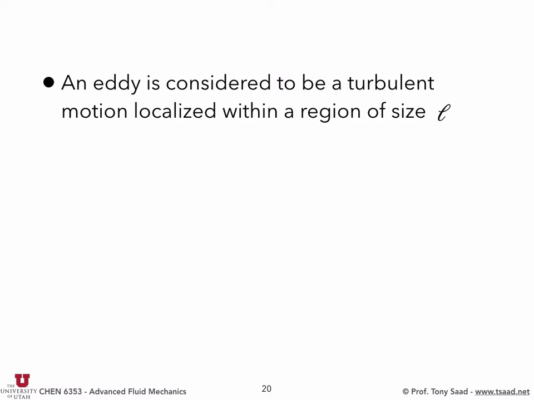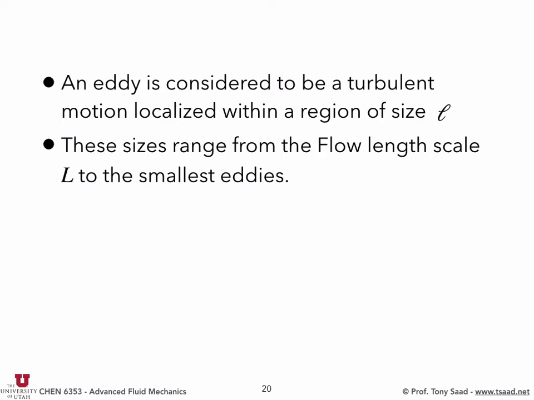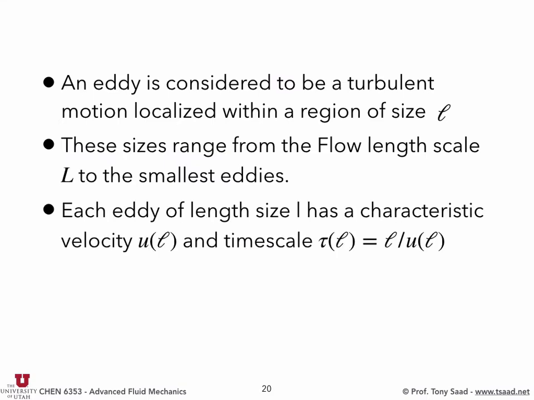Okay, and some nomenclature. An eddy is considered to be a turbulent motion of size script L, and these eddies range in size from the flow length scale to the smallest eddies in the flow. Kolmogorov then showed that the smallest eddies are actually all the way down to the molecular scale. Each eddy has a characteristic length and a velocity, and you can define a time scale for the eddy, L over U. And obviously, these length scales change.